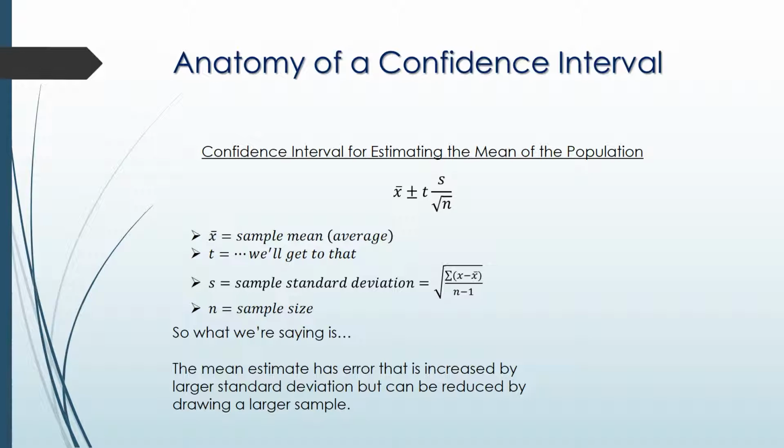T times the standard deviation divided by the square root of the sample size n is the error of the estimate. Thinking of fractions, if we increase the sample size, the error goes down. If we increase the standard deviation, a measure of the spread of the data, the error goes up.